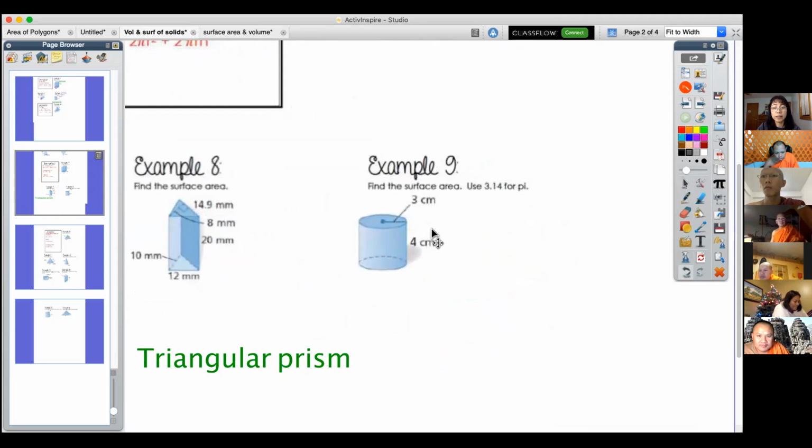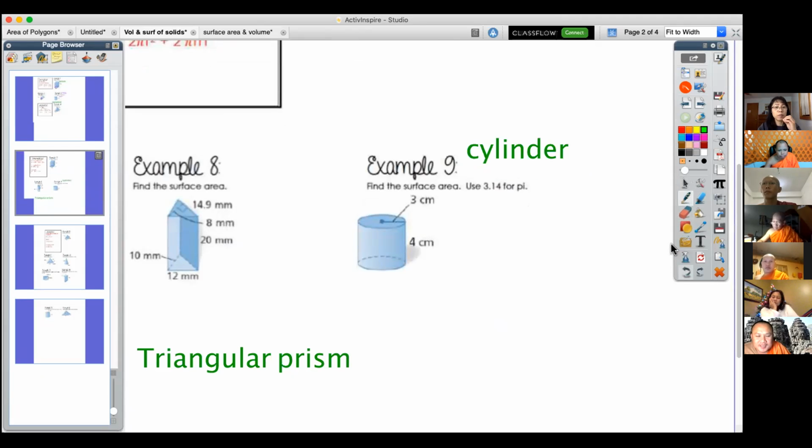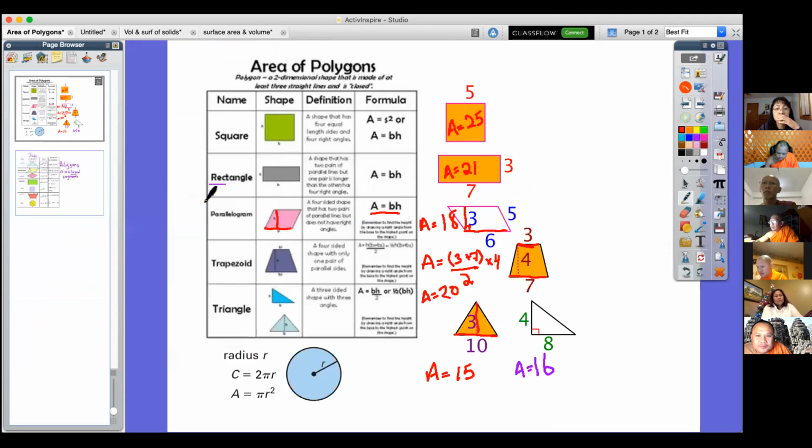Okay, number 9. This is a cylinder. For volume, remember the area of the base times height, but we're not looking for volume, we're looking for area. And this is how you break up the area. You have the top and the bottom, the circle here and the circle here. What is the area of a circle? No, that's not the area. The circle area is pi r squared.